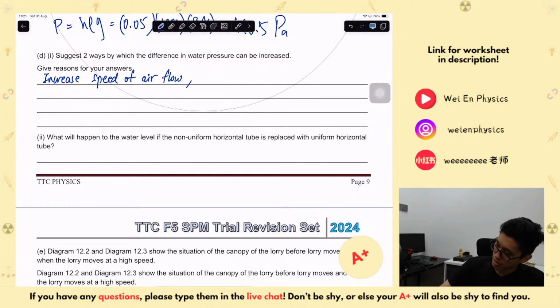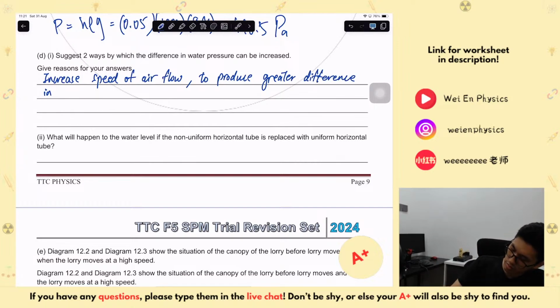This is to produce greater difference in pressure. Of course, whatever you say, the goal is to produce greater difference in pressure. No matter what, that's always the reason. If you want a difference in water pressure, you have to produce a greater difference in air pressure as well.